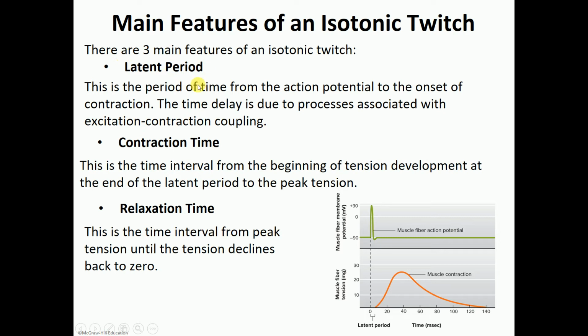There's a latent period, and that latent period is the time from when the action potential occurred to when the muscle actually started to contract. During that period of time, everything related to the excitation-contraction coupling is happening. So all of that, release of calcium from the sarcoplasmic reticulum, attachment of calcium to troponin changing its shape, that whole story that we talked about in the previous segment, all of that is happening during the latent period.